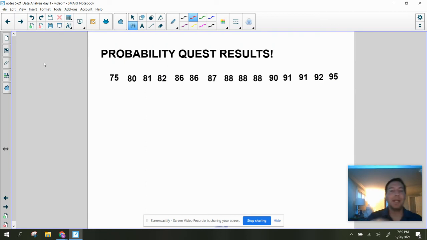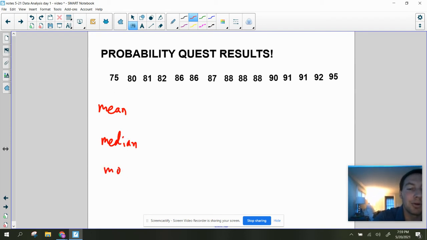All right, so right now, why don't you try to find the mean, the median, and the mode of these numbers, and we can race because I didn't do this ahead of time. For the mean, you're going to add up all these numbers. We'll see if I get the same answer as you. We're adding them all up, and we'll divide by how many we have. So we're going to do 75, 82, 86, another 86, 87, 88, 88 again, 88 again, 90, 91, 91, 92, 95.